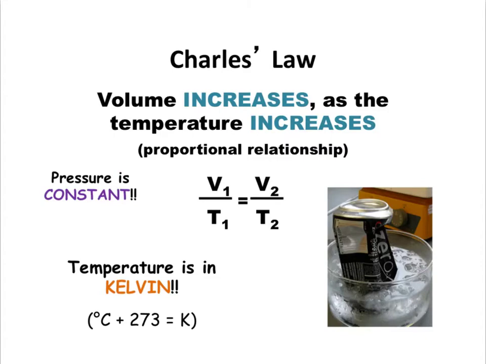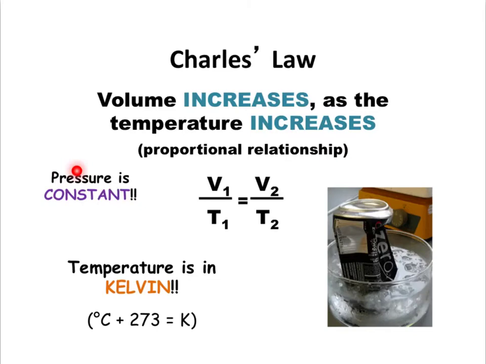The next law we're going to look at is Charles' law. Charles' law is a proportional relationship between volume and temperature. The whole idea here is that if you increase the temperature of a gas, the volume of the gas should increase as well. It's important to note here that the pressure is constant, so we don't see that in our equation. The equation we can use here for Charles' law is V1 over T1 equals V2 over T2.